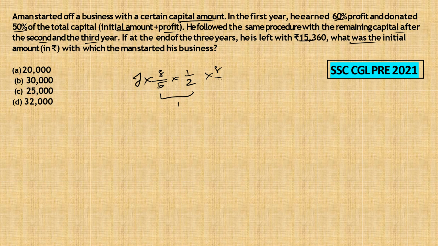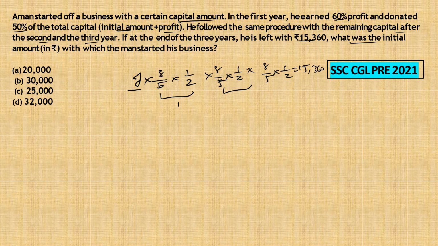1 by 2. He again earned 60% profit and again donated 50% in the second year. In the third year he again did the same thing, that is he earned 60% profit and donated 50% of that, and he is left with 15,360. You need to find the value of the initial amount.